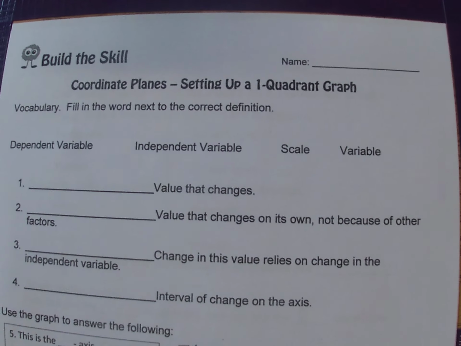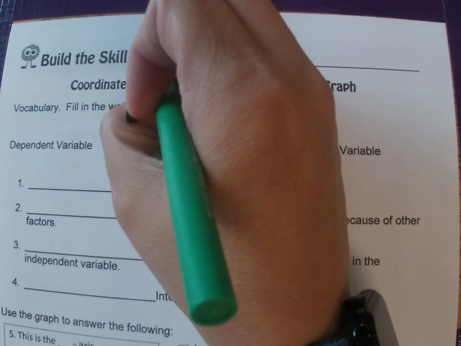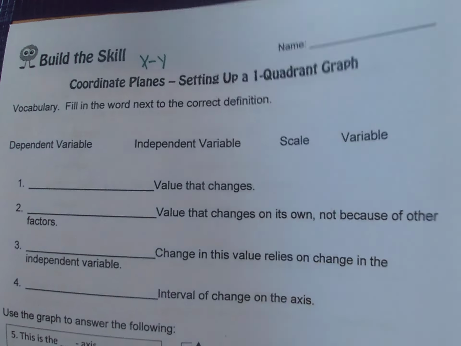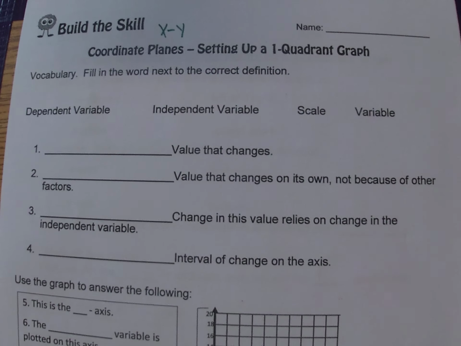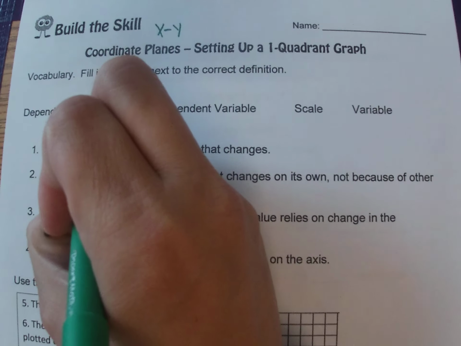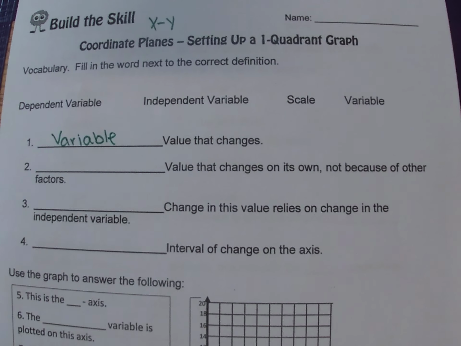Today we're going to look at the coordinate plane, which we can also call the XY plane, and plotting points in quadrant 1. There are some definitions that are useful for us to know about a graph, words we want to be familiar with. We should know that a variable is a value that's changing.